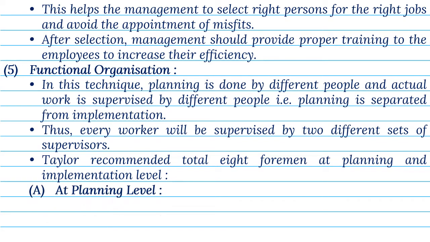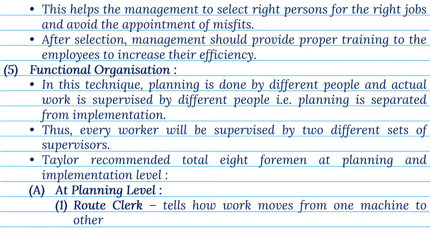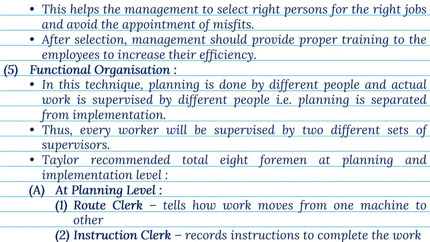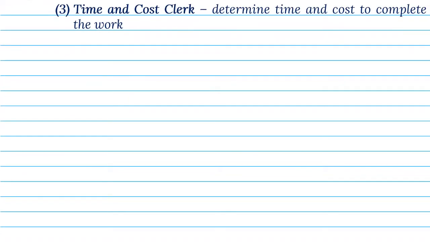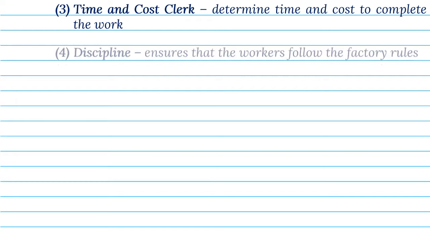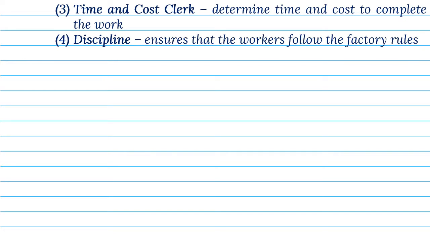A. At planning level. 1. Route clerk. Tells how work moves from one machine to other. 2. Instruction clerk. Records instructions to complete the work. 3. Time and cost clerk. Determines time and cost to complete the work. 4. Discipline. Ensures that the workers follow the factory rules.